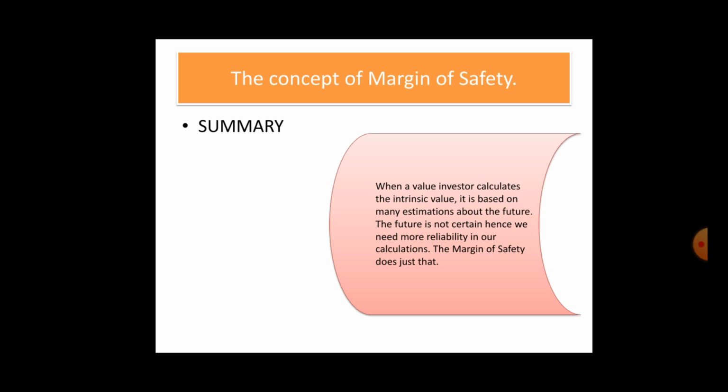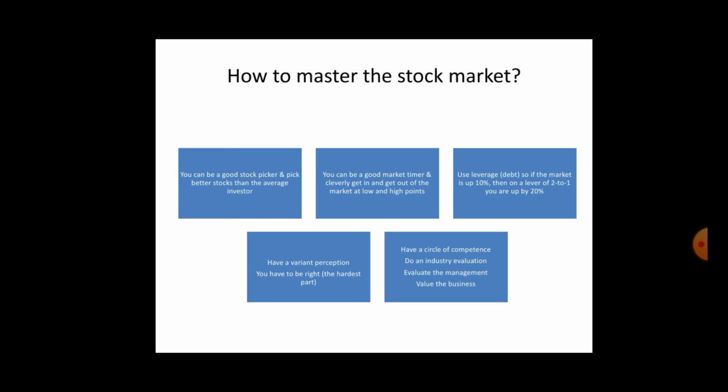So, now coming to how to master the stock market. There are three possible ways using which an investor can try to beat the stock market. You can be a good stock picker and pick better stocks than the average investor. You can be a good market timer and cleverly get in and out of the market at low and high points. Or use leverage or debt, so if the market is up 10%, then on leverage of 2 to 1, you are up by 20%.